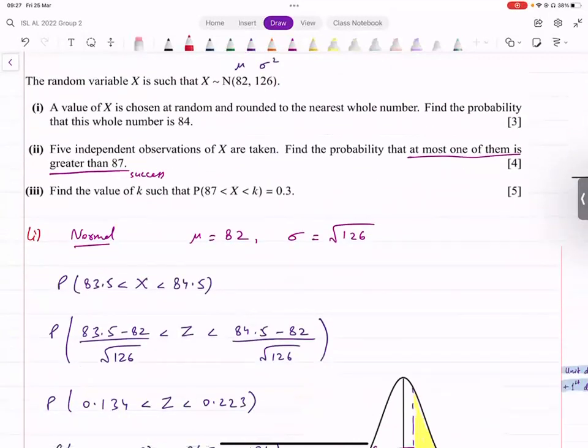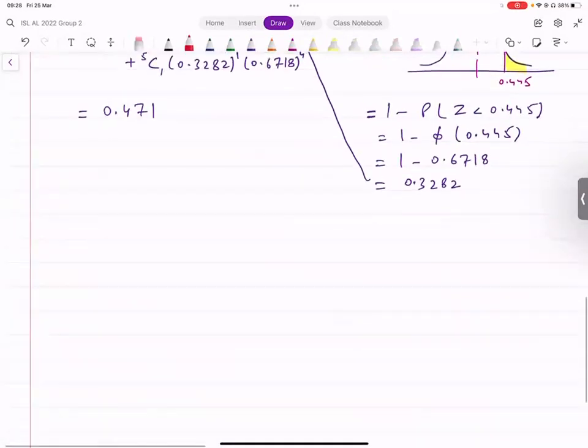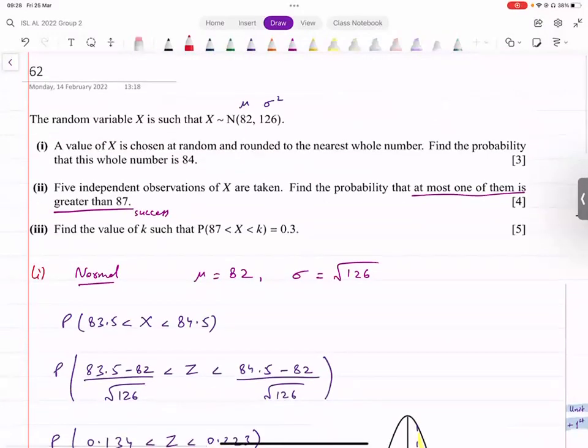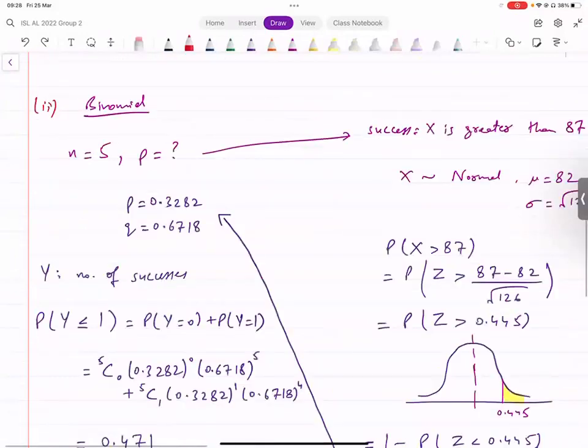Again, that's a bit tricky. Find the value of k such that probability of x being between 87 and k is 0.3. Okay. Third part. Probability of x being between 87 and k, that is equal to 0.3. Probability given है, k find करना है आपको. Again, it's inverse normal. और inverse normal के अंदर आपको क्या दिया हुआ है?